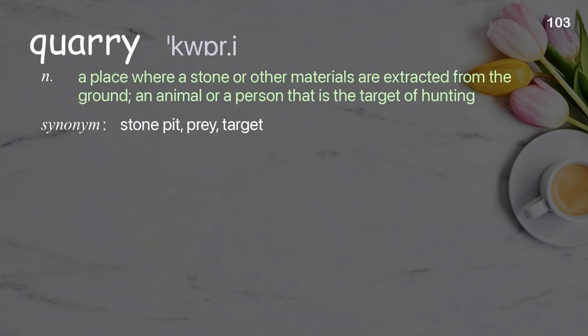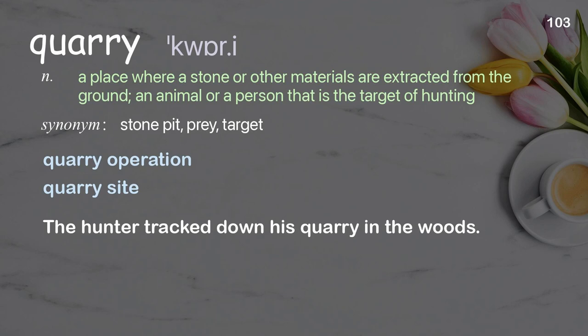Quarry. A place where stone or other materials are extracted from the ground; an animal or a person that is the target of hunting. Examples: Quarry operation. Quarry site. The hunter tracked down his quarry in the woods.